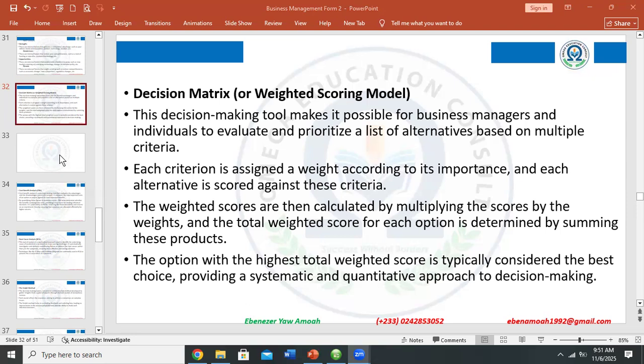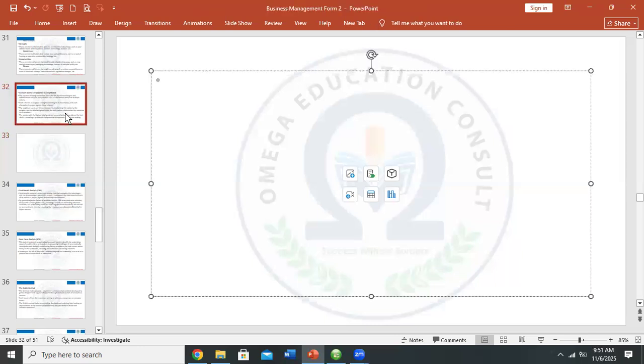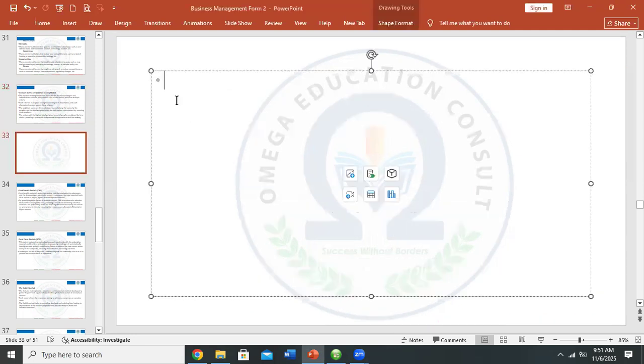Okay, so let me do this for us. Maybe it will help us appreciate. If you read the two, it says that what you do is you evaluate and prioritize a list of alternatives based on multiple criteria. For the purpose of our discussion, I'll just give two alternatives. Maybe we have the alternative of taking Milo this morning or taking Lipton, right? So these are the two alternatives. We want to make a choice.